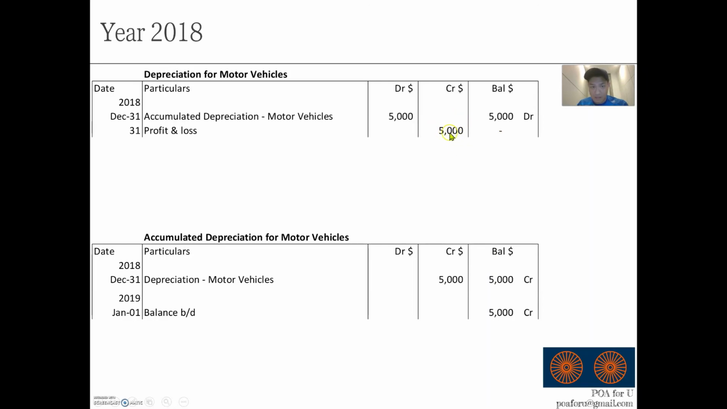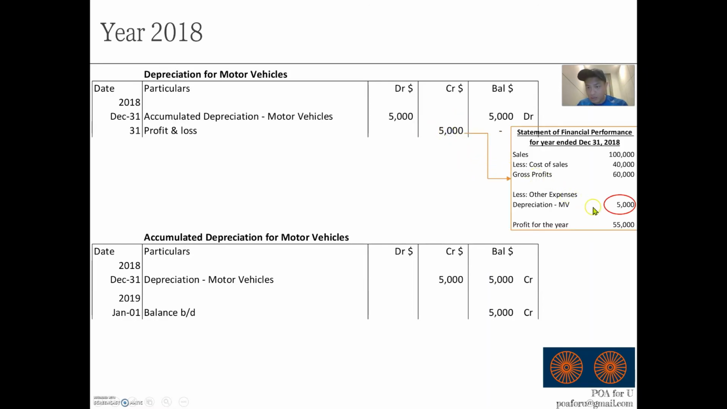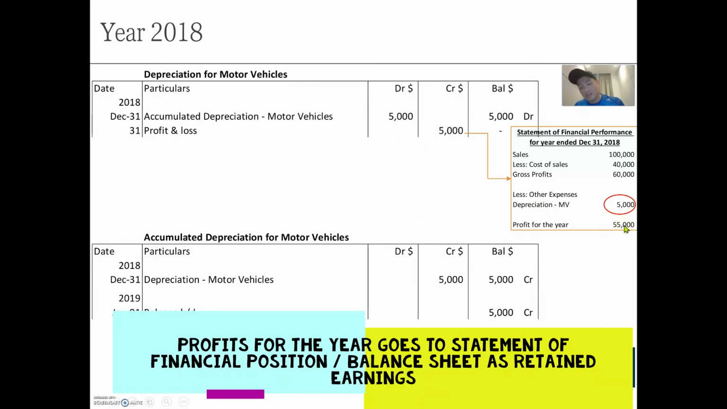And this 5,000 here would flow into the statement of financial performance for you to work out your profit or loss for the year. Okay, that's the big picture of where this would go eventually. Now, of course, this profit for the year then will go into your balance sheet or the statement of financial performance under your retained earnings, something that you need to know as well.